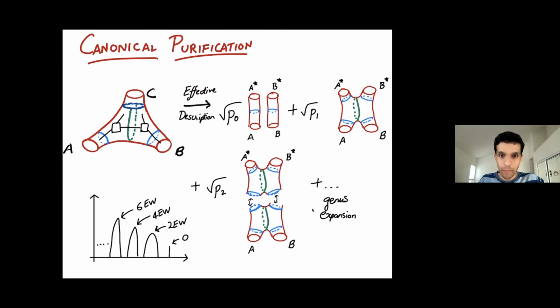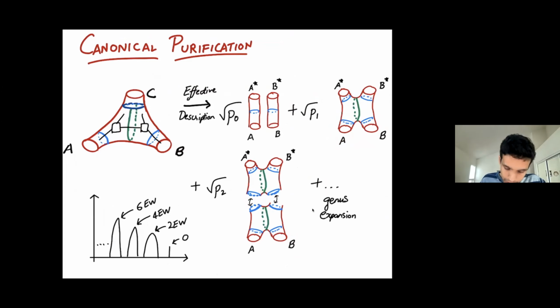But there's actually many more geometries. So what one can do is take 2 of these geometries and glue them together at the horizons. If you do that, you end up again with a geometry which is a purification of the original one, but now it's a 4-boundary wormhole with genus 1. So this is a spatial genus 1. There's a hole in the middle.